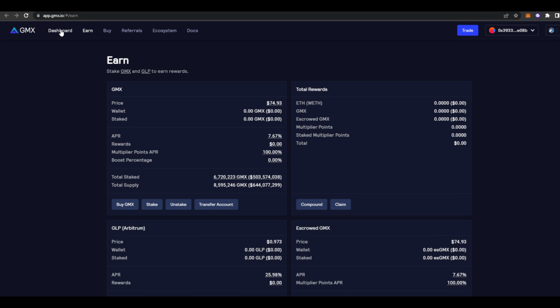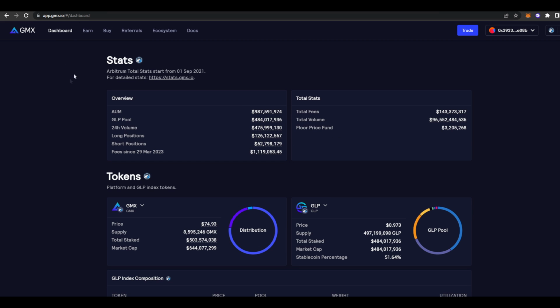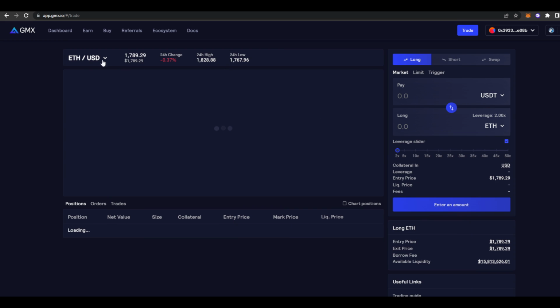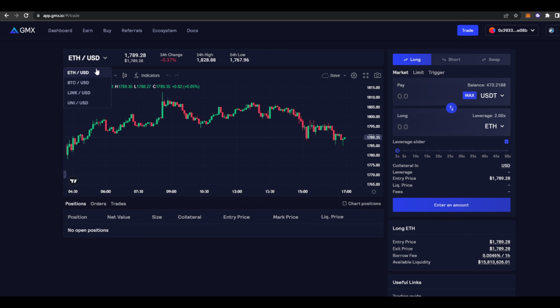So let's talk about some possible improvements for GMX. So one thing that I think it really needs to improve is the fact that it has a lack of trading pairs. So you've got ETH, Bitcoin, Chainlink, and Uniswap, and that just isn't enough.